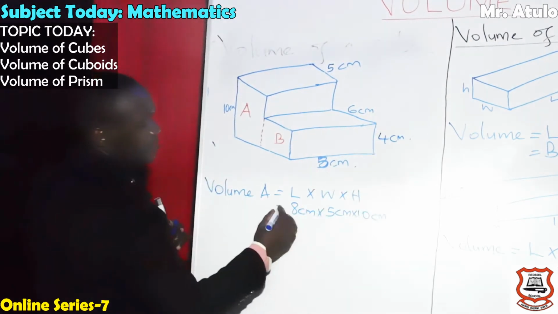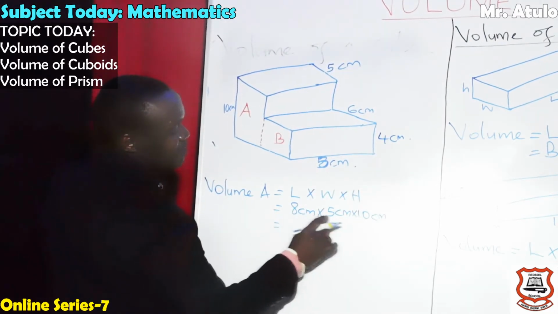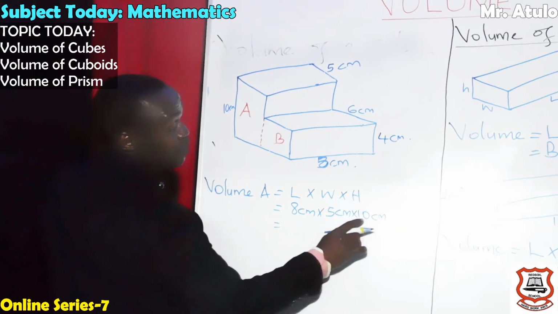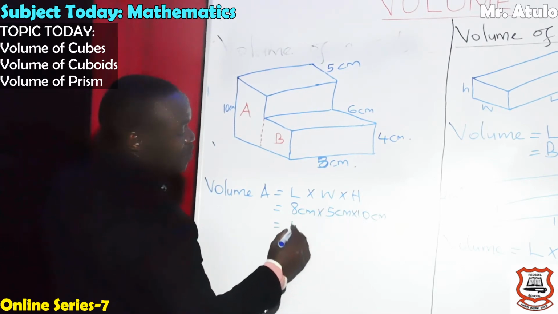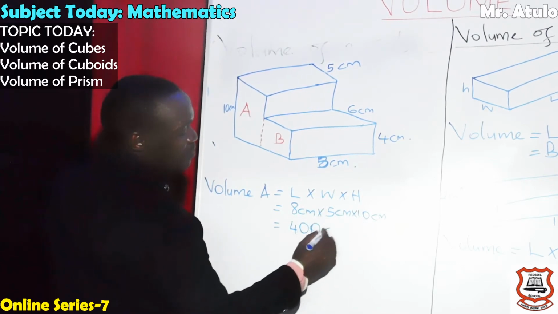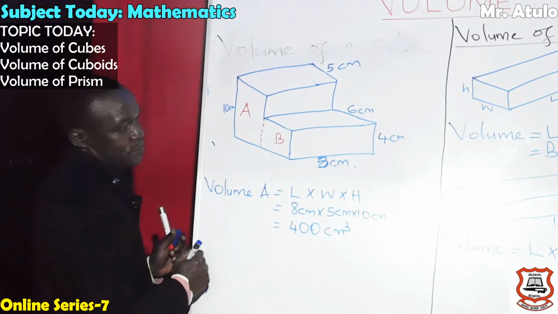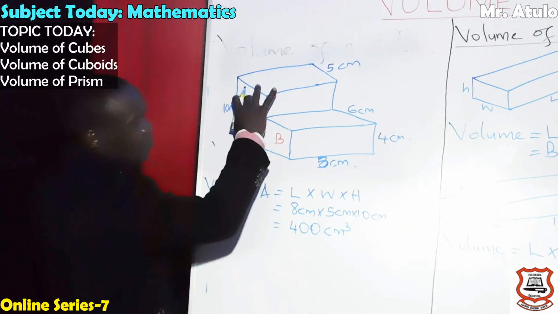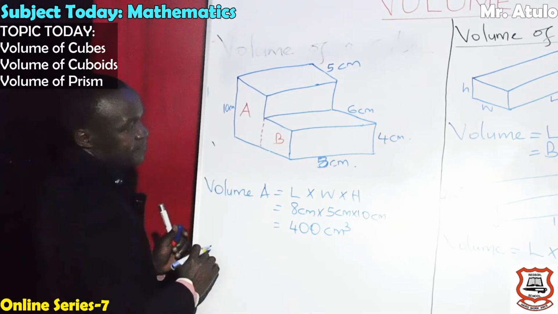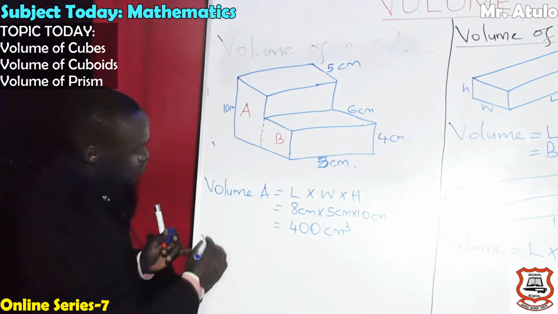Now, that means it's going to be 8 times 5 is 40. 40 times 10 is going to be 400. So our volume is going to be 400 centimeters cubed as far as volume A is concerned. Then we go to volume B.